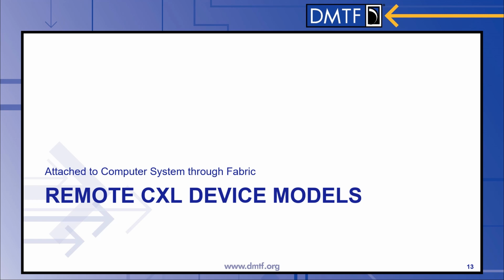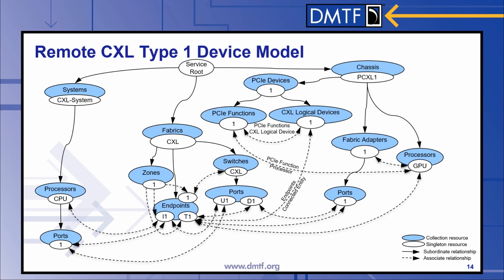We also can have remote CXL devices over a CXL fabric. So let's go over remote CXL devices. This diagram describes a remote CXL accelerator device across a CXL fabric connected to a host system. Again, in chassis, we have PCXL1 device that has a PCIe device, a PCIe function, and one CXL logical device. We also have a fabric adapter and a port to connect the device to a CXL fabric.